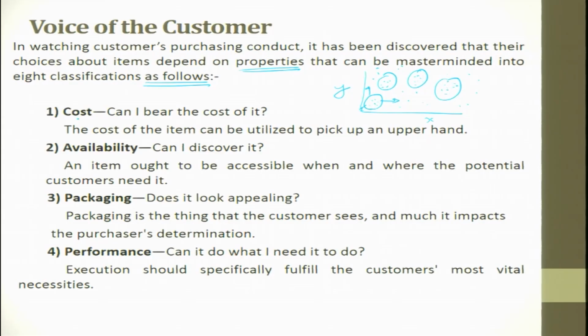The 8 classifications are thumb rules. There can be certain things which don't even fall in that. At those times you have to use your prudence to get the customer's voice. First, cost. Can I bear the cost of it?